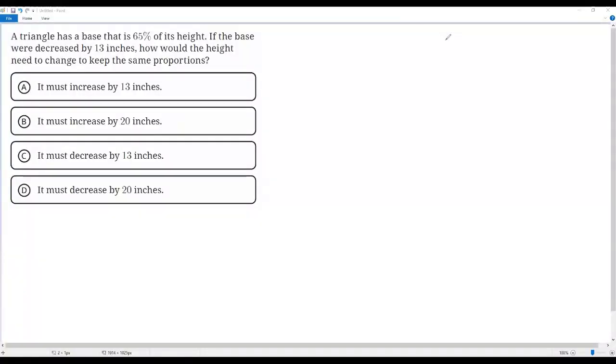Here we have a SAT math question on triangle. Okay, let's go with the question. A triangle has a base that is 65% of its height. If the base were decreased by 13 inches, how would the height need to change to keep the same proportions?